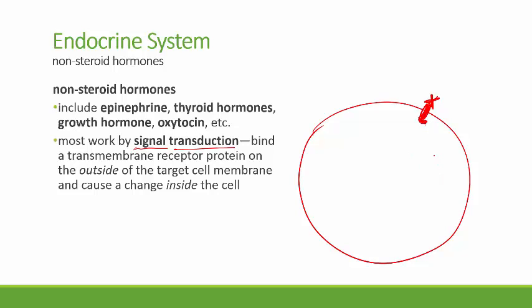So with signal transduction, we're taking a signal out here in one form, the hormone, and transducing it, there's the weird word, taking it across the cell membrane and converting it into a different type of signal on the inside of the cell. And as a result of signal transduction, we see all the changes going on inside the cell that we associate with that particular hormone.